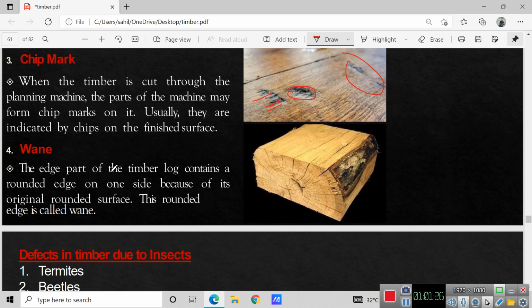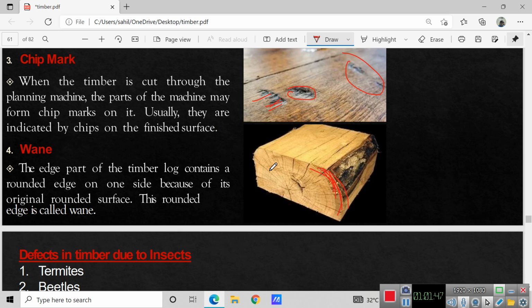Now, when the edge part of the timber log contains a rounded edge on one side because of its original rounded surface, this rounded edge is called wane. And here you can see this is the defect called wane. One part of it has a rounded surface.